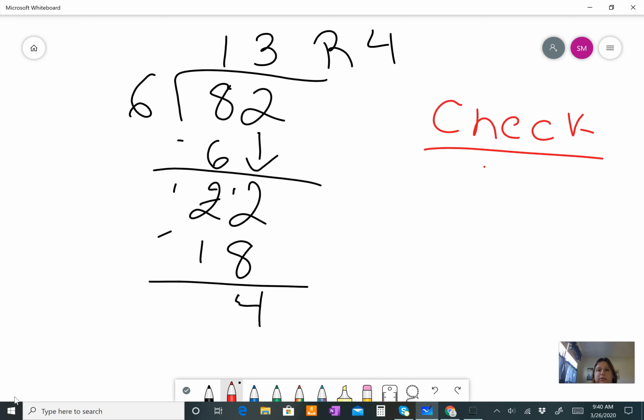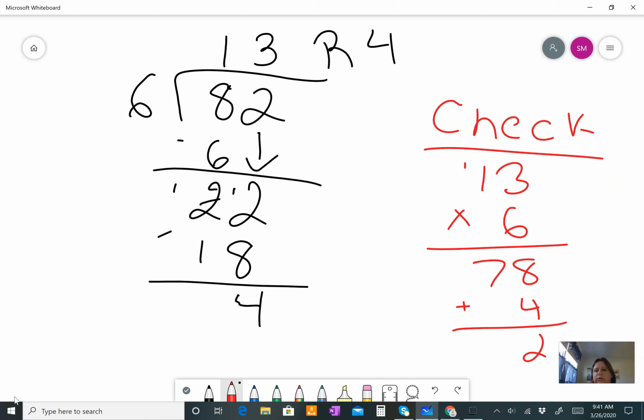So I'm going to take my 13, and I'm using multiplication, because the opposite of division is multiplication. So I know 6 times 3 is 18. We're going to carry our 1. 6 times 1 is 6, plus that 1 we carried is 7. So 78. But don't forget, I have that remainder 4, which I'm adding on. 8 plus 4 is 12. 1 plus 7 is 8. There's my 82. So that's my check.